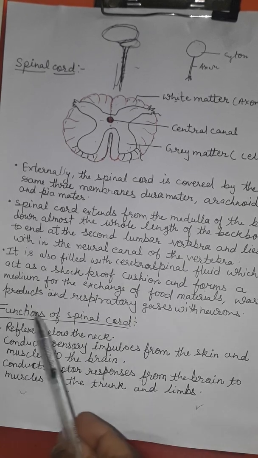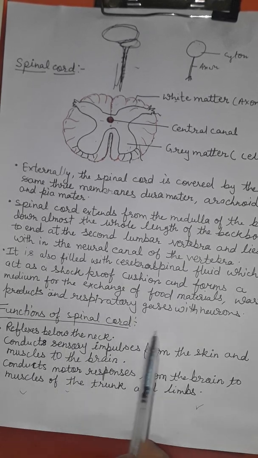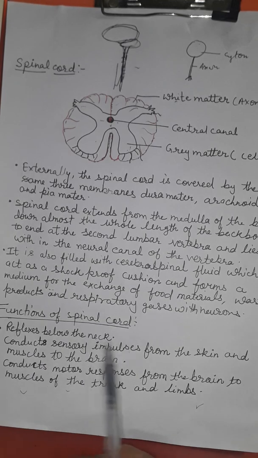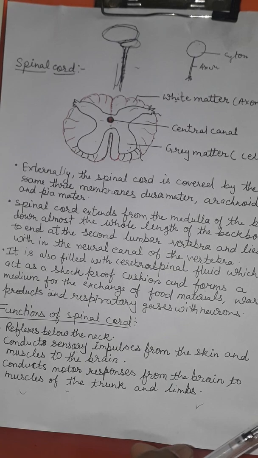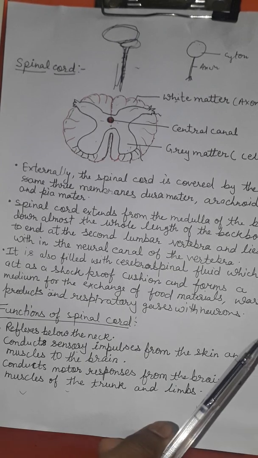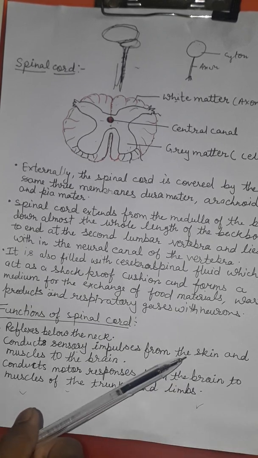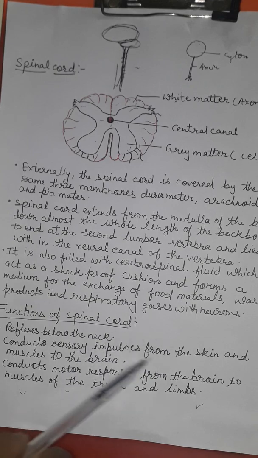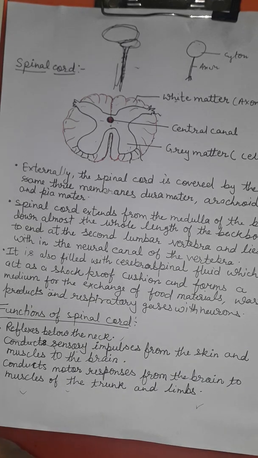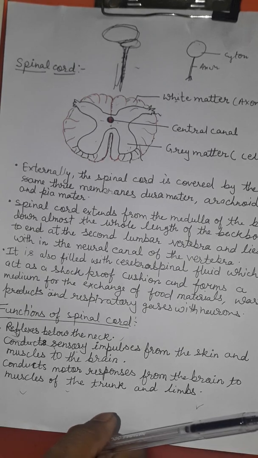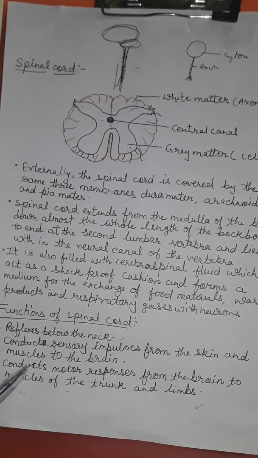What are the functions of this spinal cord? Reflexes below the neck, conducting sensory impulses from the skin and muscles to the brain. That means if any message comes to the skin, heat, touch or anything, the sense organs receive that stimulus and conduct sensory impulses from skin and muscles to the brain. That is a function of the spinal cord. Now, conducting motor responses from the brain to the muscles of the trunk.